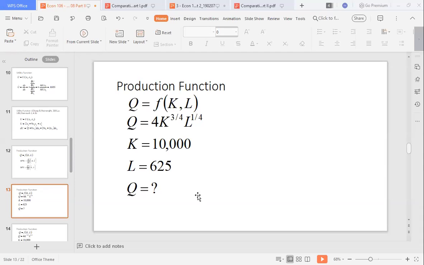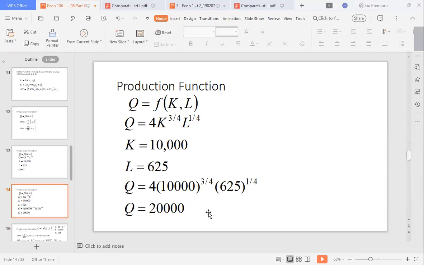Now, given those values, Q would be 20,000. Okay, so how did we arrive at that number? All we did was to substitute the values into the production function. That's how we arrive at Q, which is equal to 20,000.